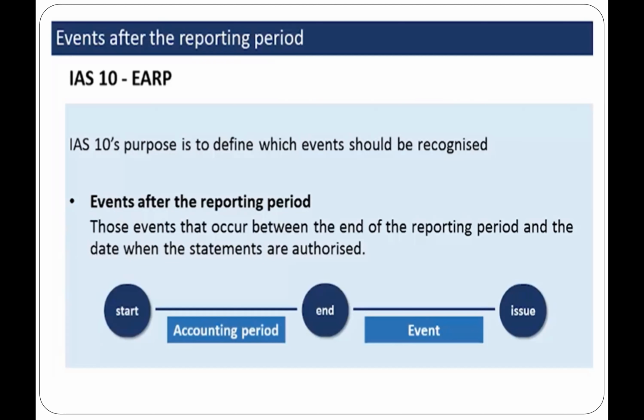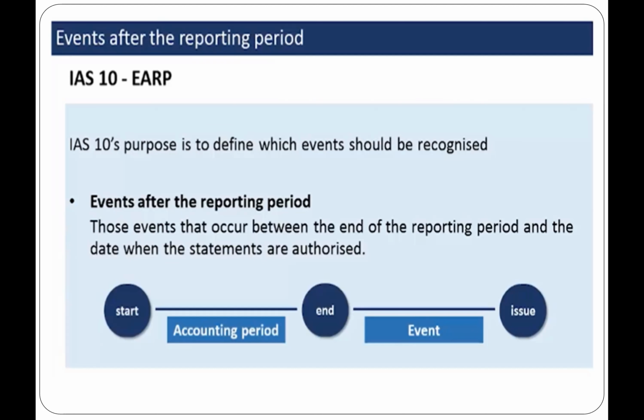So those events that occur between the end of the reporting period and the date when the statements are authorized, those transactions or events are what we are calling events after the reporting period. So you don't have to worry about the other timelines that I talked about. I'm sure you would cover that when you look at your audit and assurance module. So from the time that the year ends to the time that the financial statements are made public, there are events that are going to come to light.